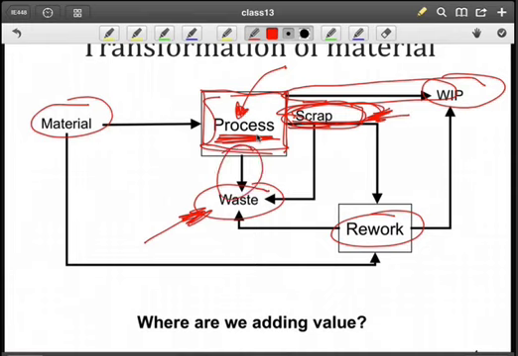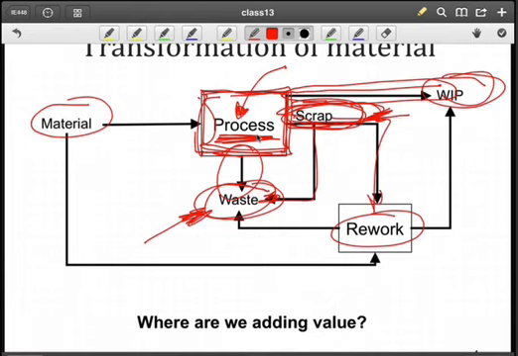Some of that waste is coming directly from the process. For instance, if we're cutting pieces out of a steel plate, we will not utilize the entire steel plate. So some of that material will end up in waste. The other material will either end up in our work in process going on to the next process, or it will be scrap that will either end up again in waste or in rework.